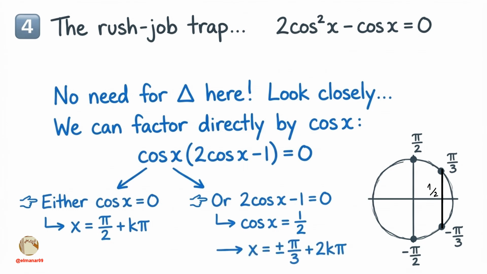So we conclude x equals plus or minus pi over 3 plus 2k pi to account for all full rotations around the circle. Look carefully at the little blue points on the unit circle. They represent our solutions. You can clearly see pi over 2 at the top, minus pi over 2 at the bottom from the first case, as well as pi over 3 and minus pi over 3 on the right side.